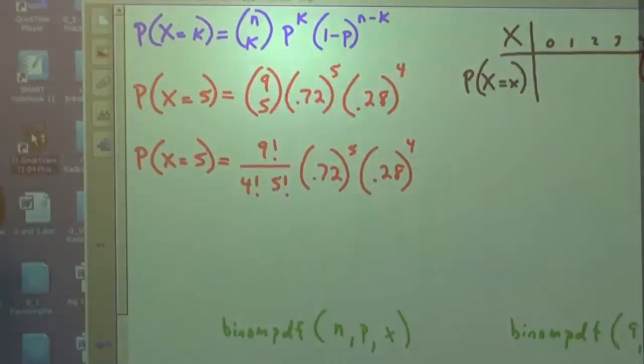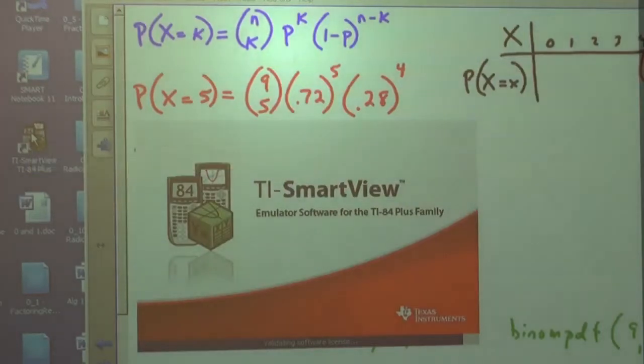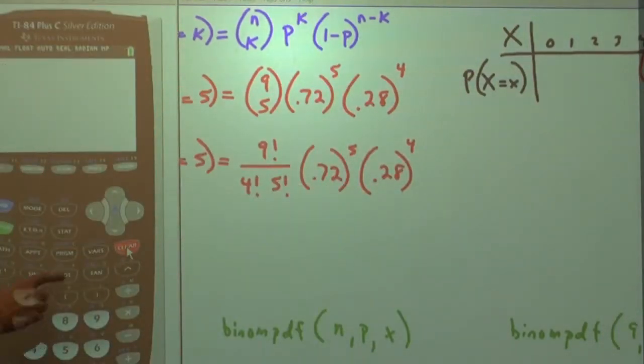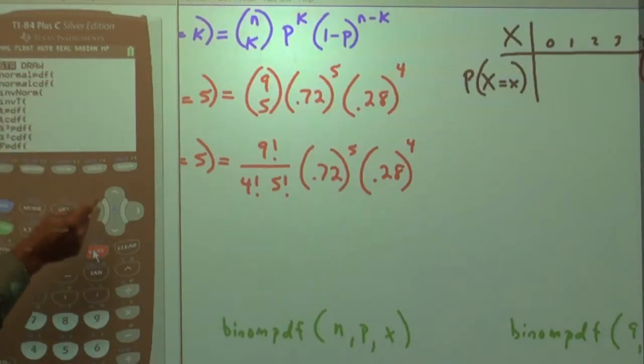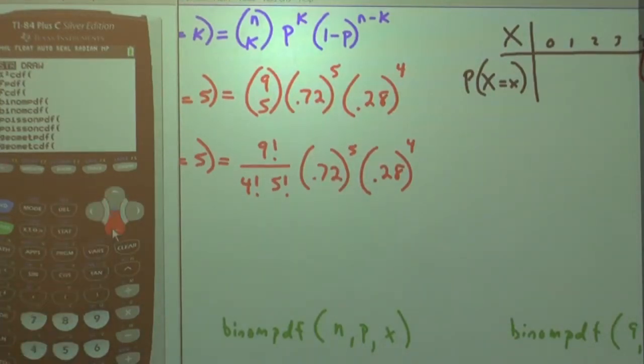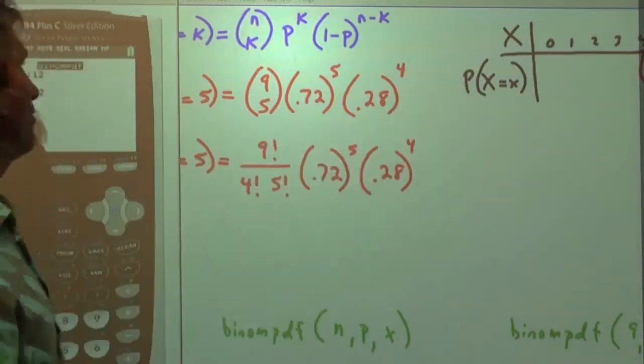if we go to the calculator, we're going to find the binomial PDF function, the same place where we find the normal CDF function, which is above ours under distribution. So we'll go second, distribution. We can scroll up till we get to binomial PDF. We're going to learn about binomial CDF soon, but for now just PDF, because it stands for probability density function.